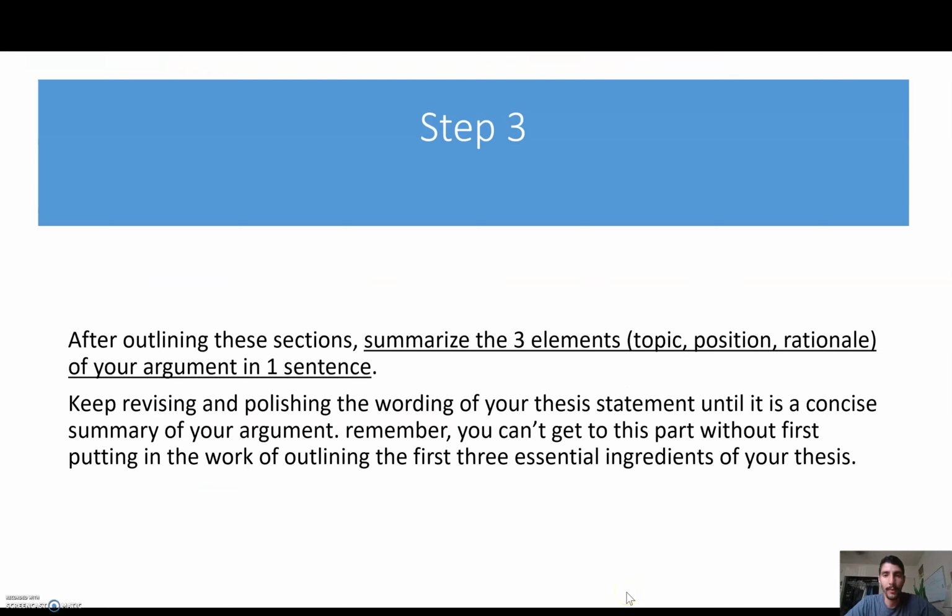Okay, so from here we can go into the third step. So in the third step, now that you've outlined the 3 elements of your thesis, your topic, your rationale, and your position, you're going to take all of that and you're going to compose a summary of your overall opinion on the topic. And the key thing in this part is to work towards a sentence and make it encapsulate keywords that identify those 3 elements in a way that your readers can find them.